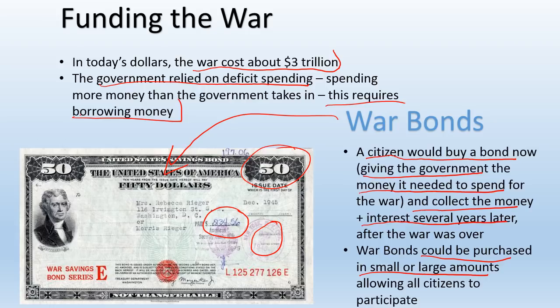This was really good because it allowed all citizens to participate, and you might not have $50. Certainly, $50 was worth a lot more back in that time. But of course, this was a way where you didn't have to have $50. You had $1, you had $5, you had whatever it would be. You could still participate and support the war, and this really served to unify people, that they're all pulling in the same direction.